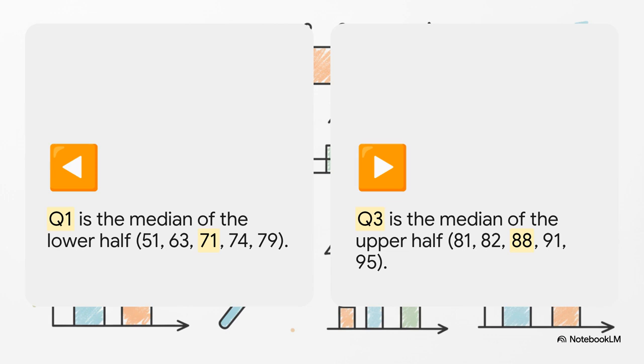Okay, so that lower half has 5 numbers. Finding the middle of 5 is easy, right? It's just the third number in the list. So our Q1 is 71. The upper half also has 5 numbers, and its middle value is 88. That's our Q3. See? These 2 numbers will become the edges of our box.